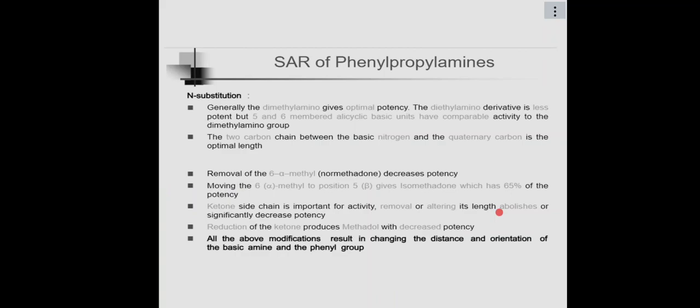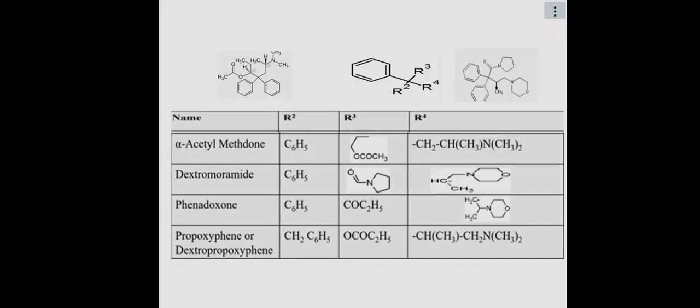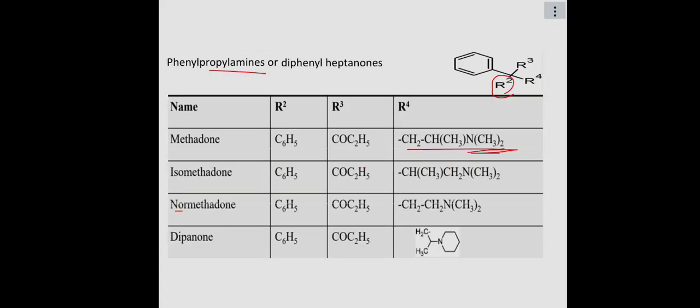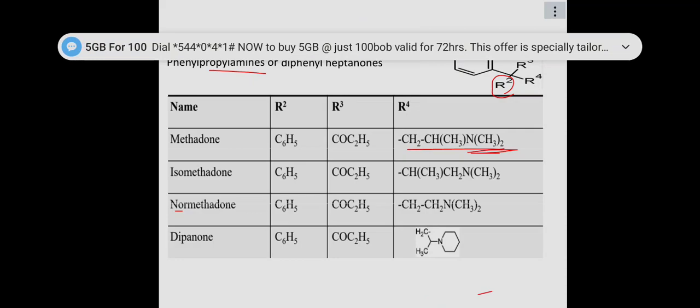N-substitution. We have looked at some of the N-substitution when we were looking at the various compounds. When we look at methadone and isomethadone, we say that the best is of course the dimethylamino group. But when you look at other compounds like dextromoramide and the compound we call dipanone, we said yes, the nitrogen must be tertiary. It can be part of a cyclic ring, of a heterocyclic ring, with retention of activity.